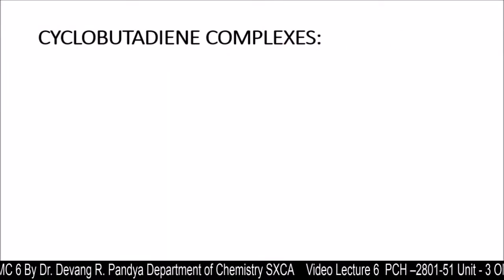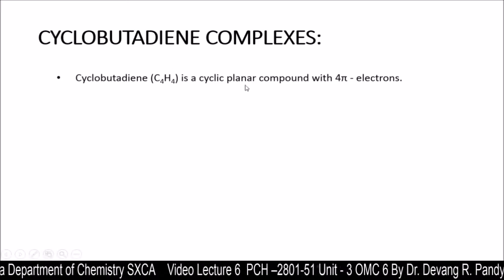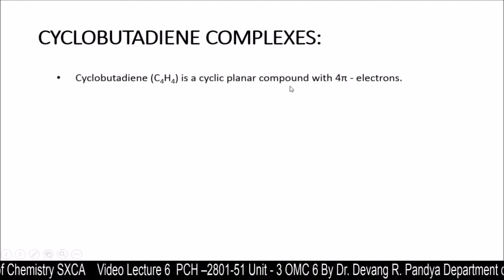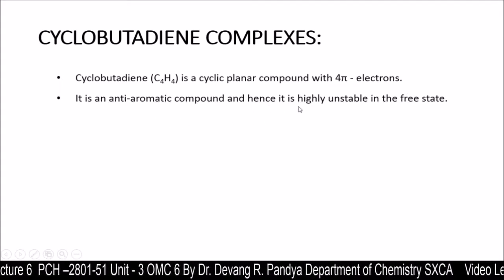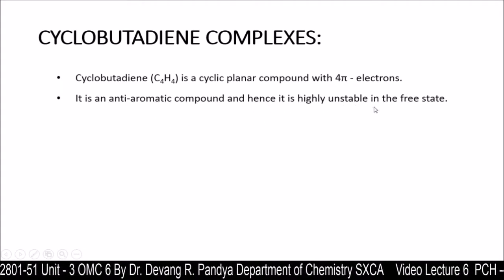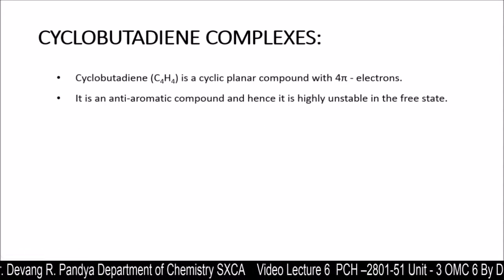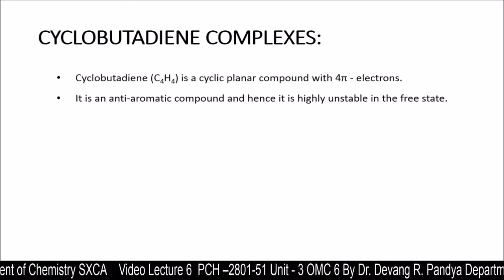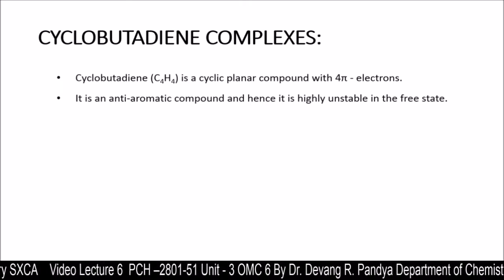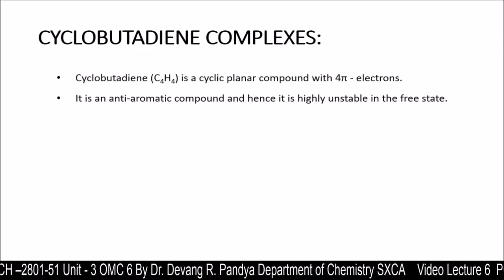Cyclobutadiene complexes. Cyclobutadiene, that is C4H4, is a cyclic planar compound with 4 pi electrons. It is an anti-aromatic compound, and hence it is highly unstable in the free state. Aromaticity is not retained, so there is no resonance stability, and as a result it is a highly unstable compound.